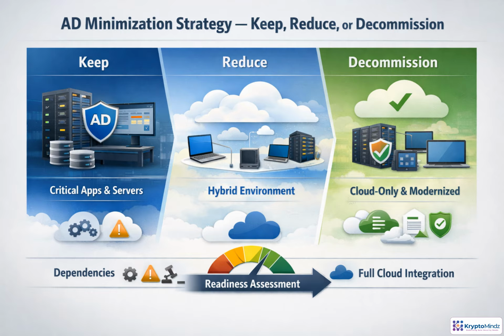AD minimization is not a purity test, and it should not be driven by a calendar. If critical applications, legacy protocols, or server workloads still depend on domain services, keeping AD may be the safe operating model. If most users' devices and apps are cloud-first but a few dependencies remain, the goal is reduction. Shrink the scope, harden what remains, and remove unnecessary trust paths. Full decommissioning comes last, after identity, policy, authentication, devices, applications, and support processes are proven independent. Let readiness evidence decide the target state, not optimism, pressure, or arbitrary deadlines.